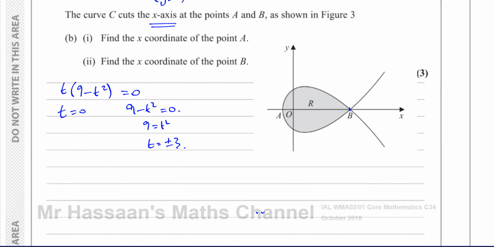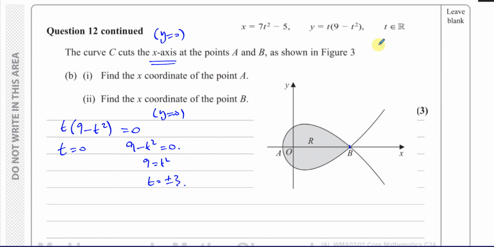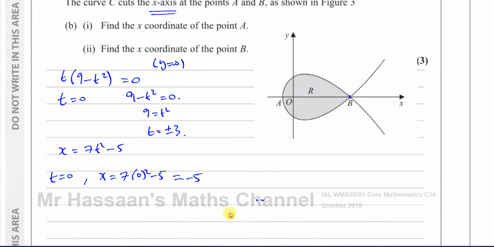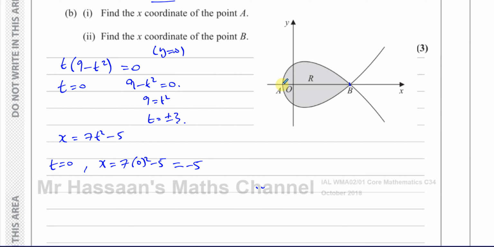So those are the values of t: t equals 0, t equals plus 3 and minus 3. Those are the values when y equals 0. So let's find out what the x values are. We know that the x coordinate is given by x equals 7t squared minus 5. So when t equals 0, you have x equals 7 times 0 squared minus 5, which is minus 5. So when t equals 0, x is minus 5. That must be this point here.